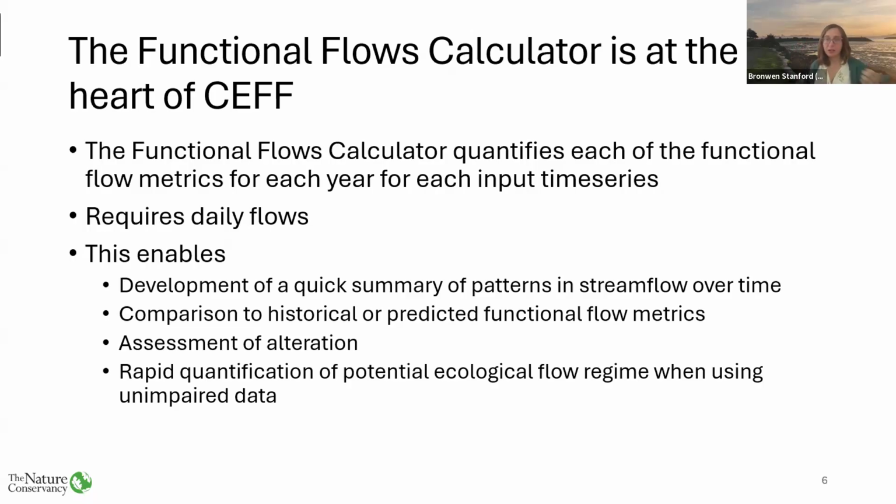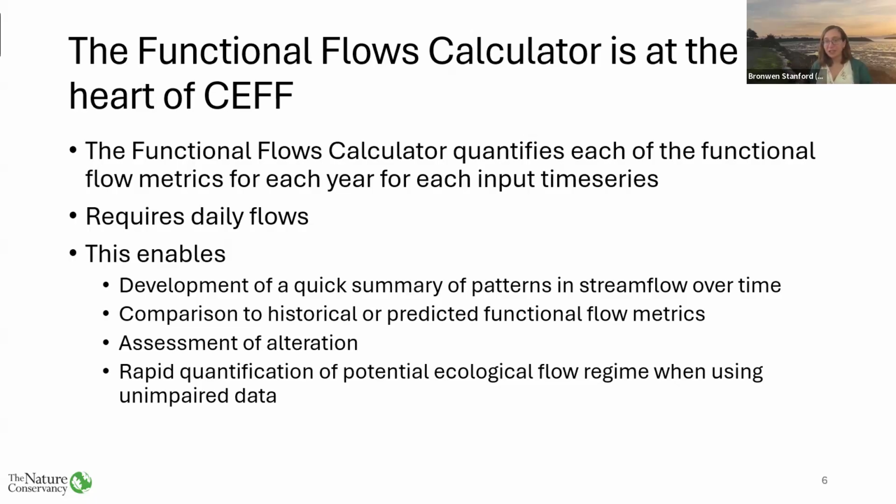You can compare what's going on in your system to historical or predicted future conditions, or you can compare it to what you think should be in the system in an unimpaired condition. You can do assessments of alteration by comparing what you see or what you might see in the future to what you think would be there naturally. And then if you use unimpaired flow data in the functional flows calculator, you can quantify what a potential ecological flow regime based on functional flows might look like in that system.